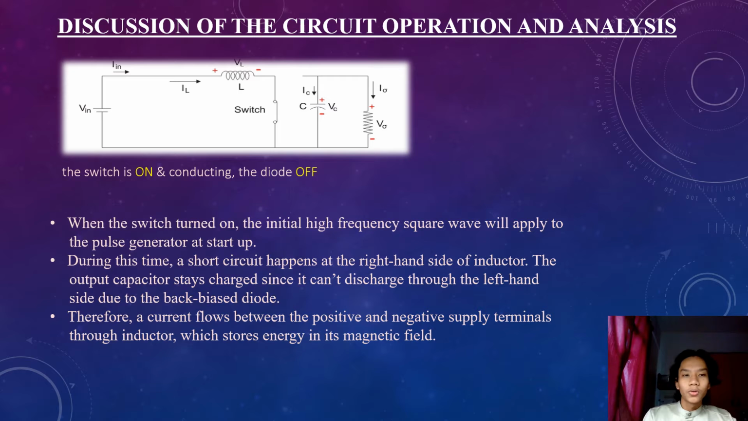So now we are going to discuss the circuit operation and analysis. This is the state where the switch is on and conducting and the diode is off. When the switch turns on, the initial high frequency square wave is applied by the pulse generator at startup. During this time, a short circuit happens at the right hand side of the inductor. The output capacitor stays charged since it can't discharge through the left hand side due to the back-biased diode. Therefore, a current flows between the positive and negative supply terminals through the inductor, which stores energy in its magnetic field.